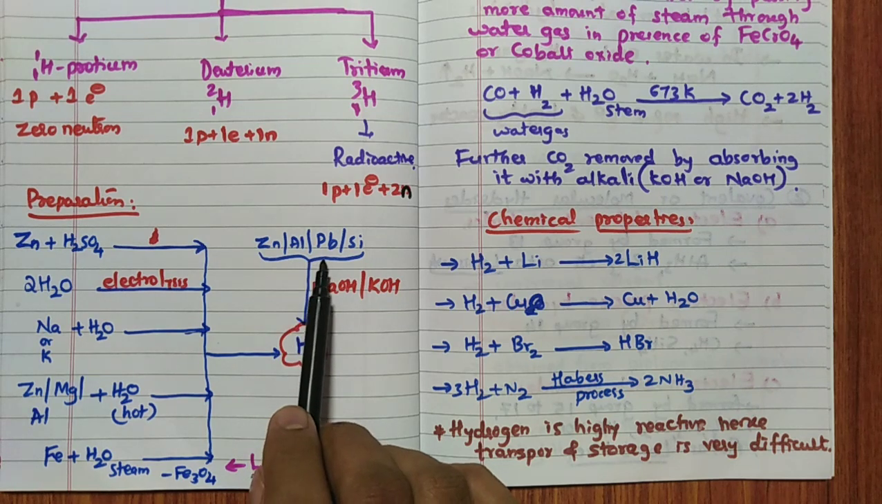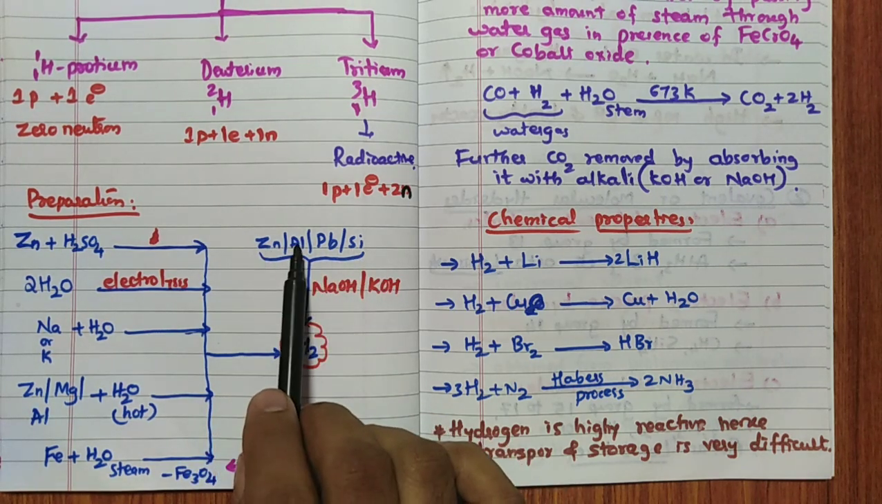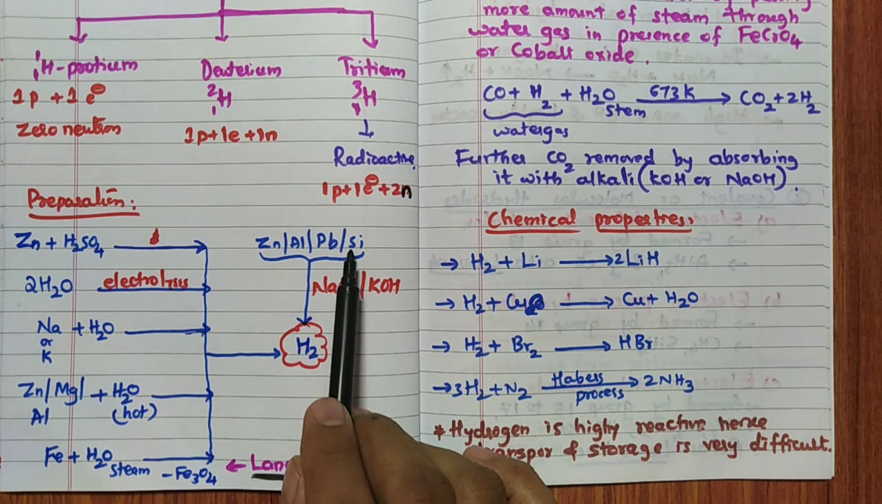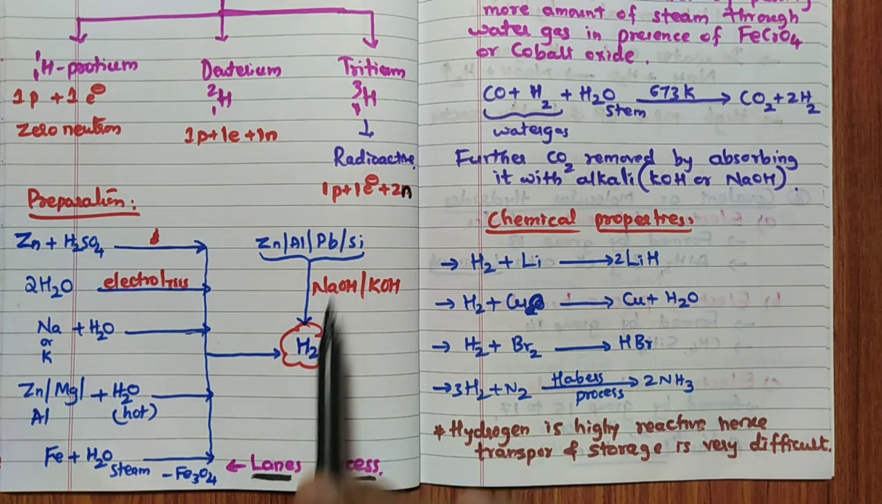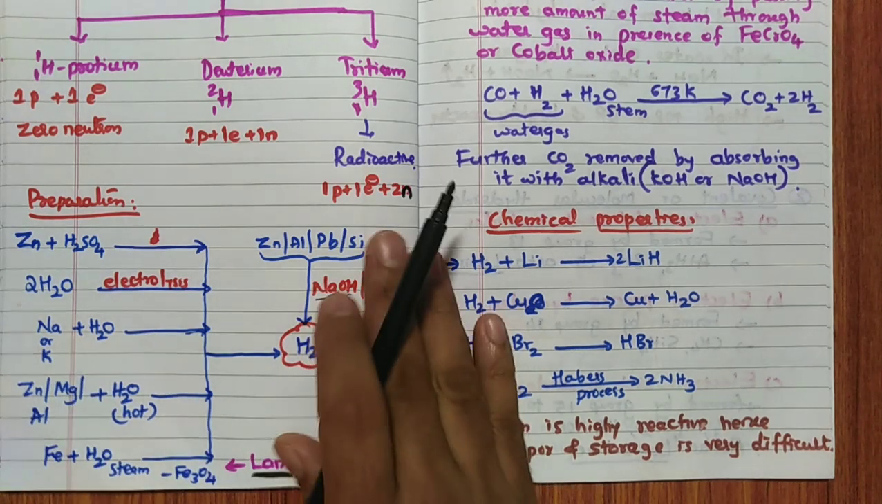And this one is very important. These are metals: zinc, aluminum, lead, and silicon. Silicon is a non-metal, but it liberates hydrogen gas when it reacts with sodium hydroxide or potassium hydroxide. These are all the preparations of hydrogen gas.